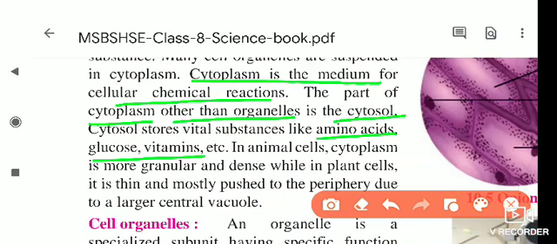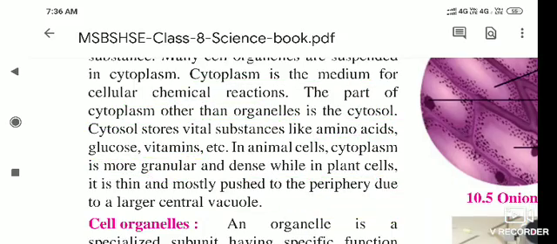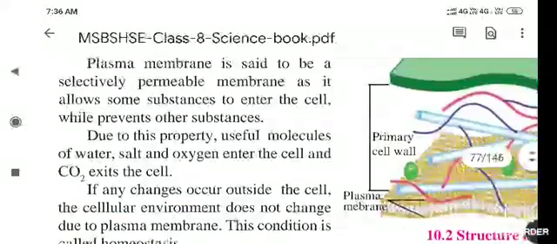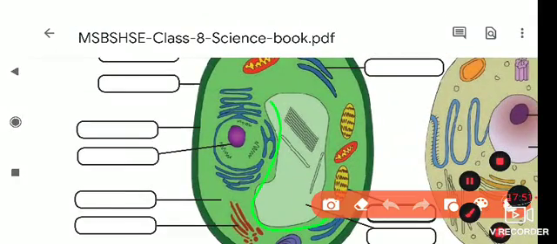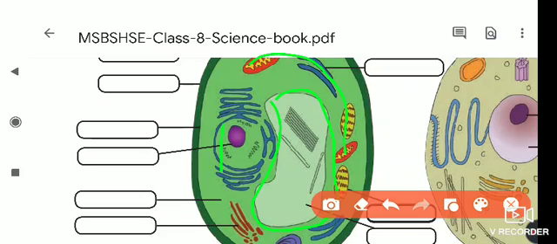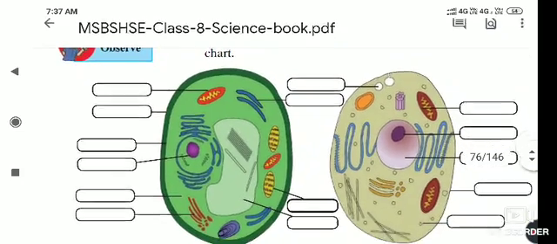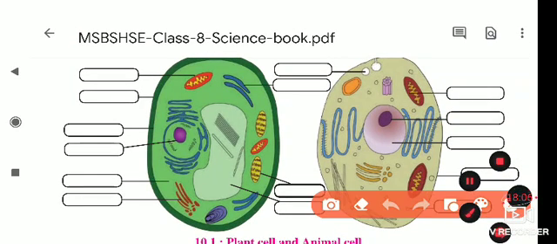In animal cells, cytoplasm is more granular and dense, while in the plant cell it is thin and mostly pushed into the periphery by the larger central vacuole. Okay, it means in the animal cell the cytoplasm has more granules, and it is dense also. In the plant cell these organelles are present towards the border of the cell. The reason behind it is that in the plant cell a very big vacuole is present, and due to this the cell organelles move towards the periphery of the cell. The animal cell has a more granular structure, which you can see here.